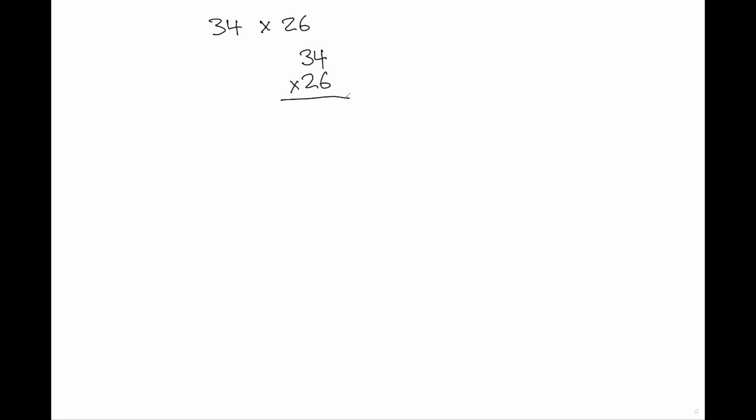and solving from there. 6 times 4, 24. Carry the 2 over. 6 times 3, 18. So you have 20 here. And then you have 2 times 4, 8. As well as 2 times 3, 6. Adding these all together, we get 4, 8, 8. So our answer would be 884.